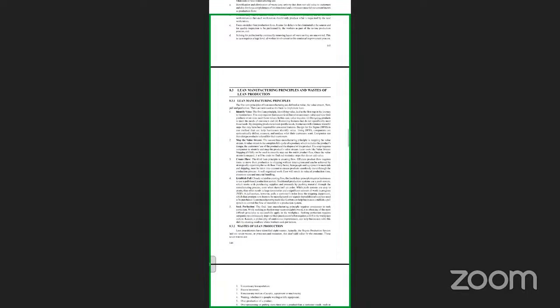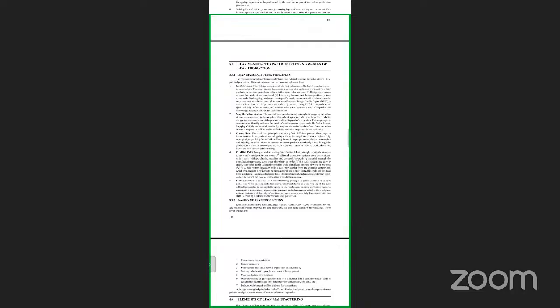Now, lean manufacturing principles and ways of lean production. Let us understand the lean manufacturing principles. The five core principles of lean manufacturing are defined as value, value stream, flow, pull, and perfection. These are now used as the basis to implement lean. So we first will identify the value.